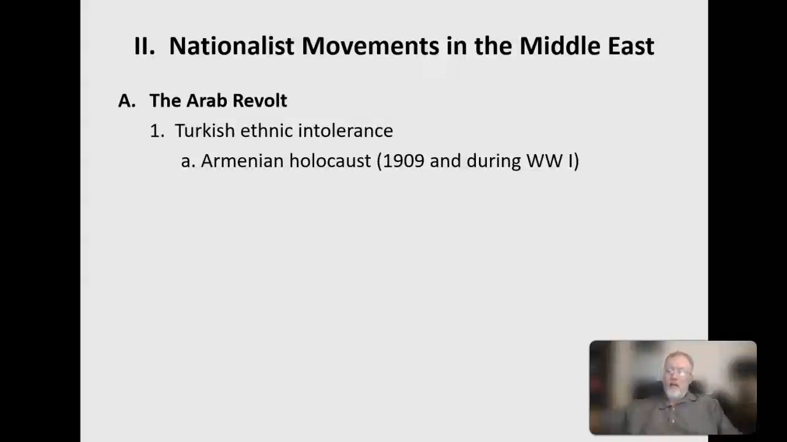It goes all the way back to 1909, but the majority were killed in 1918 and 1919 under cover of the war. We see as many as 1 million Armenian Christians that were slaughtered.